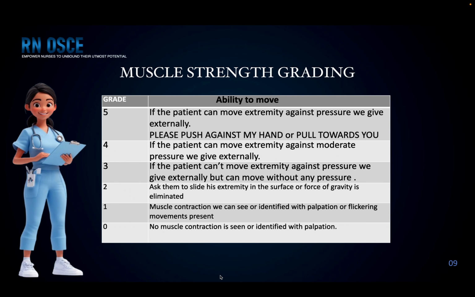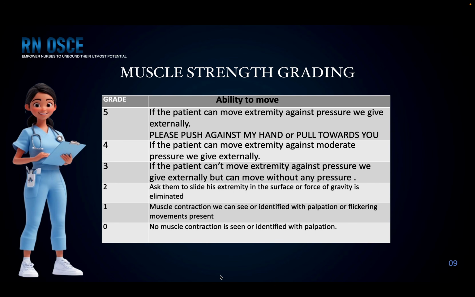If no, then again you have to tell, please push against my hand again, with moderate pressure we give externally. Okay, with moderate pressure she can move, then you can give a score of 4. But if without any pressure she can move the extremity herself, you can give a score of 3. If not, ask them to slide his or her extremity on the surface.